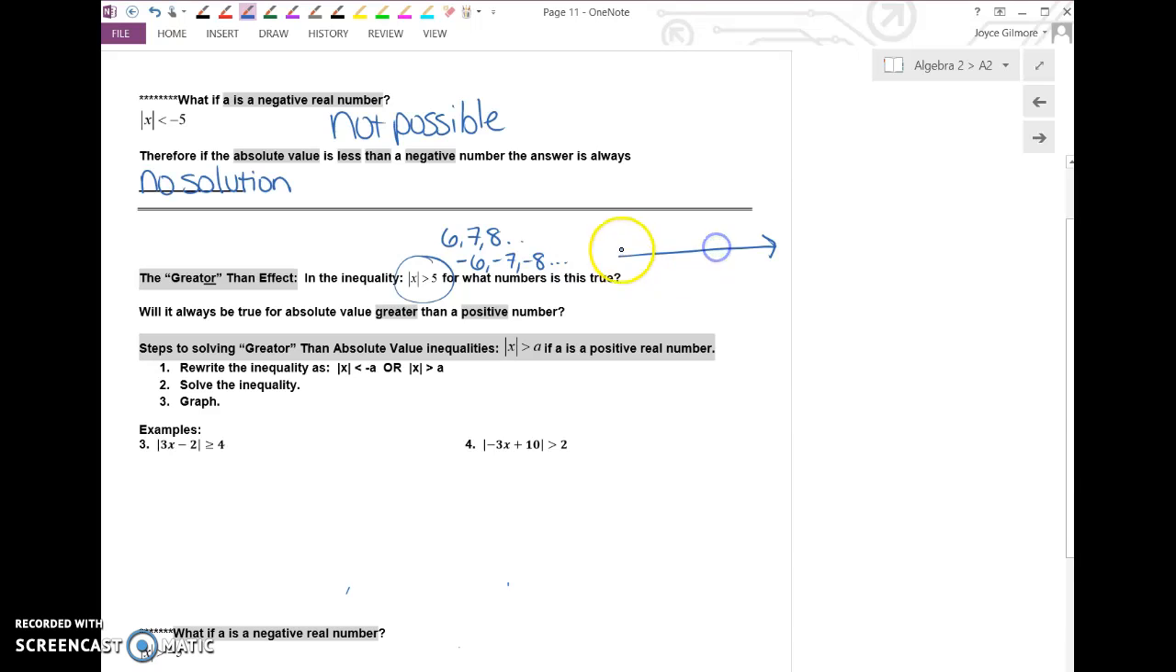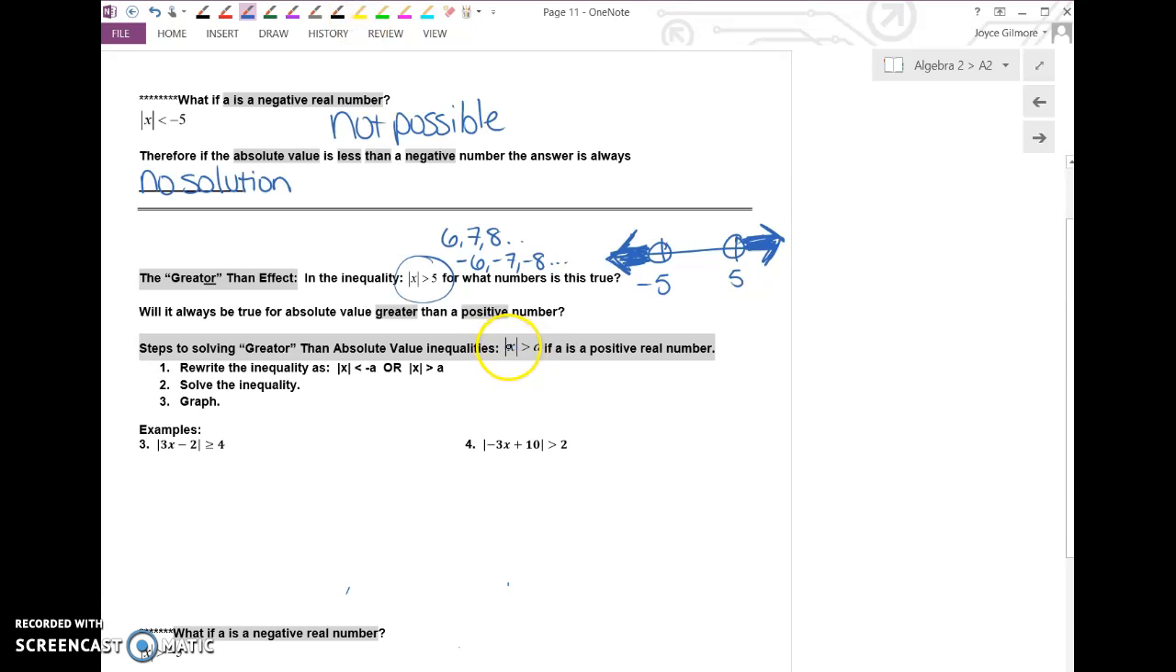So if we wanted to look at this on a number line, it'd be the numbers bigger than 5 and the numbers smaller than -5. This is called an or inequality. X can be less than -5 or x can be greater than 5.